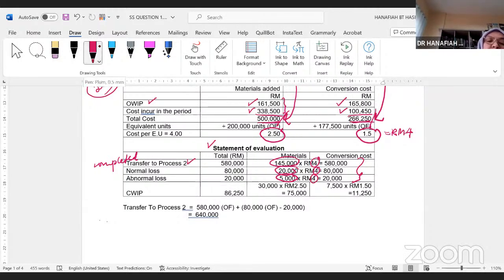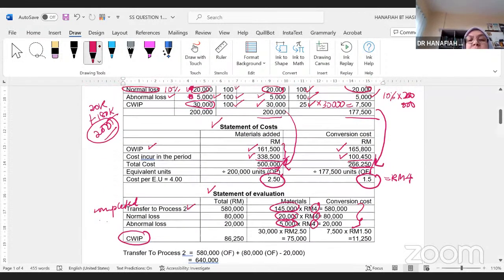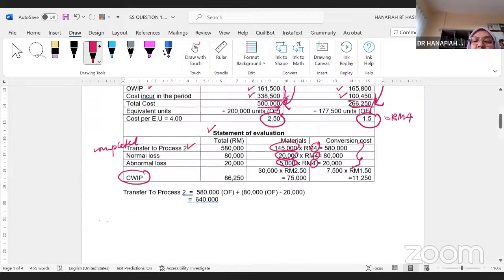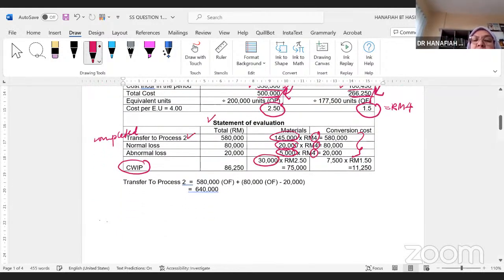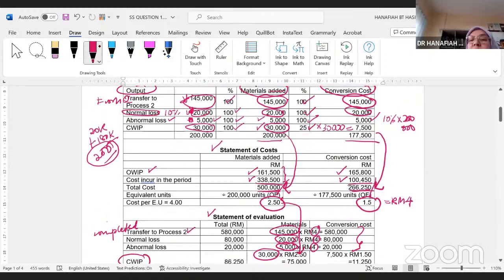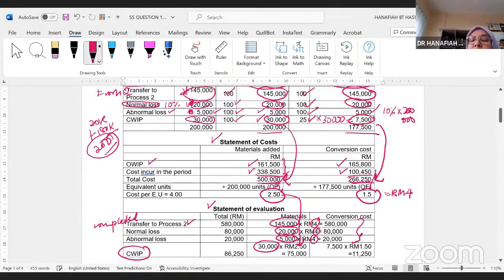However, for the closing work in progress, you need to look at the amount of unit at the closing work in progress, which is 30. So put 30 here, 30 times 250, and this, sorry, 7,005.